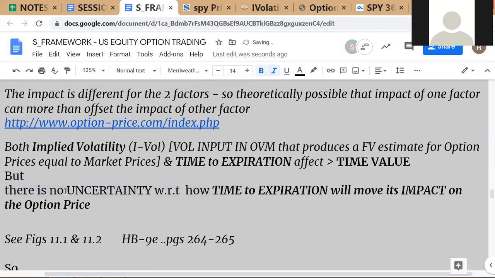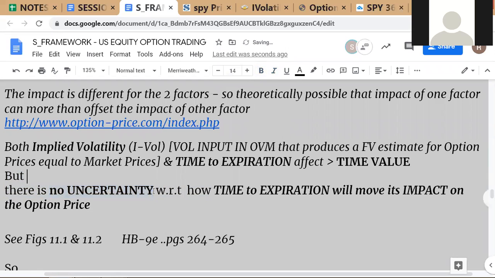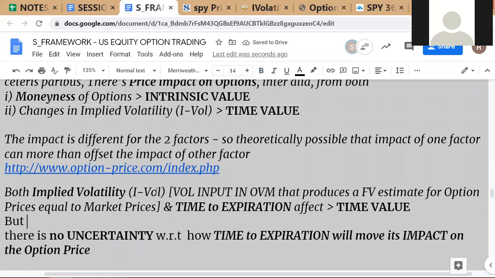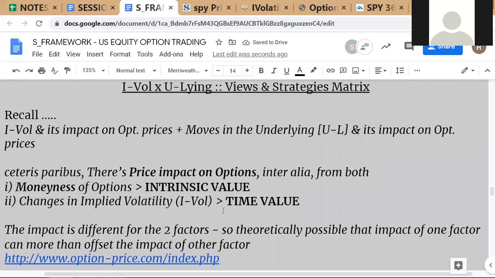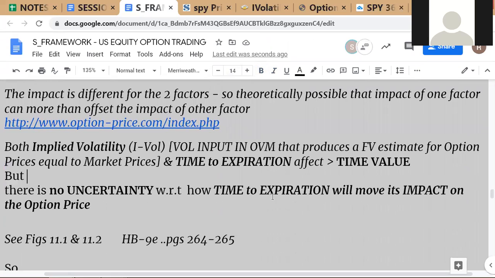So that's why the main thing is that there is no uncertainty. The reason we don't worry about time to expiration, although time to expiration and eyeball both affect the time value, is that in discussions we know exactly how time impacts the option price. There is no uncertainty. That's why we don't worry about it.